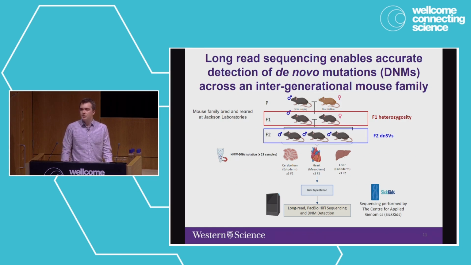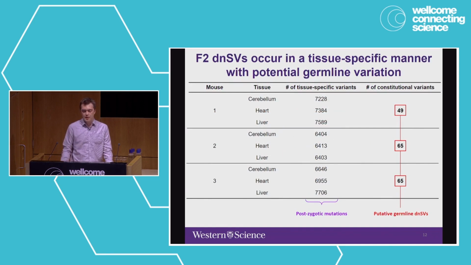Following long-read sequencing, I compared the mutation profiles between the different tissues, as well as elucidating those germline variants, where I observed prominent tissue-specific mutations occurring in an individual mouse. These would be post-zygotic mutations, consistent with the distinct developmental timelines of these different tissues arising in the mouse. The detection of those putative germline variants demonstrated a range of around 49 to 65 de novo structural variants in the F2s, which again are present in all 3 tissues and are an approximation of the germline mutagenesis.